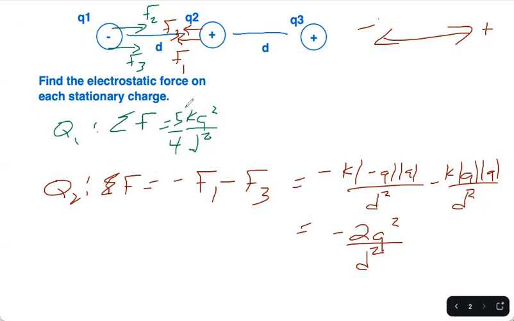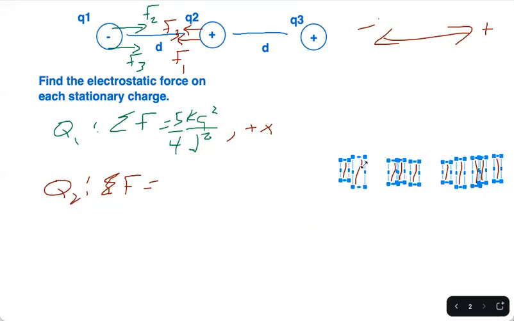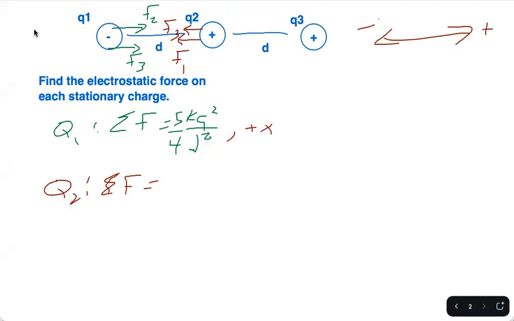So Q1 is going to be 5/4 K Q squared over d squared in the positive x direction. And charge 2 is going to be negative 2 K Q squared over d squared, and that's going in the negative x direction. Let me go ahead and move all this out of the way now. Anyways, this is going to be negative 2 K Q squared over d squared, or you could say it's 2 K Q squared over d squared in the negative x direction. And then lastly, for charge 3.